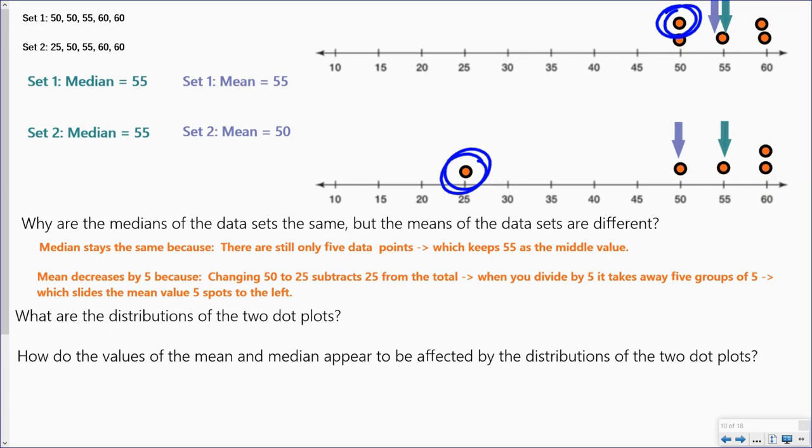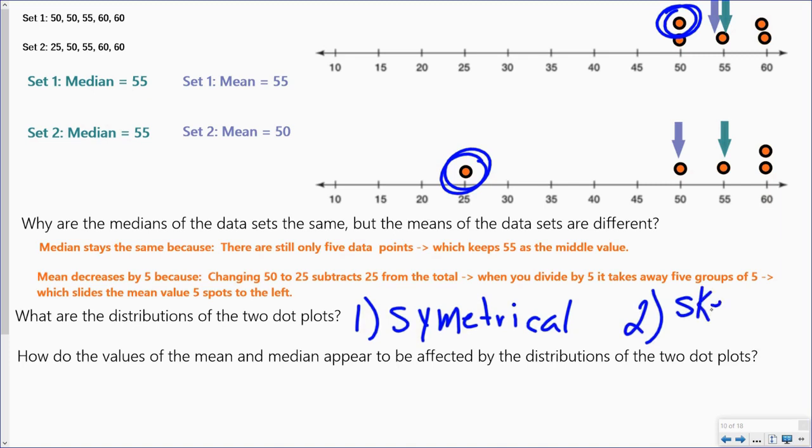What are the distributions of the two plots? Well, the distribution of plot 1 is more symmetrical, and plot 2 is more skewed left.